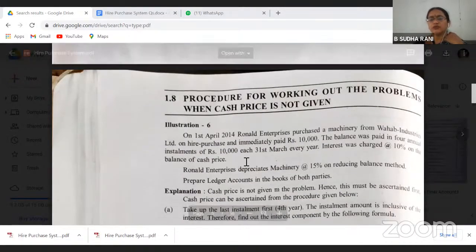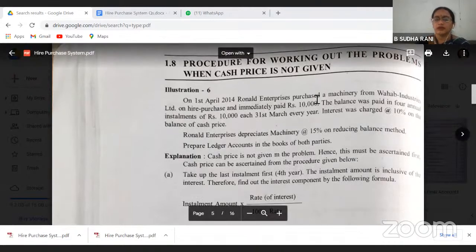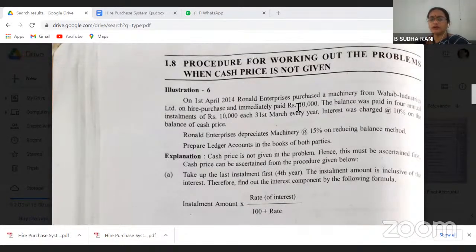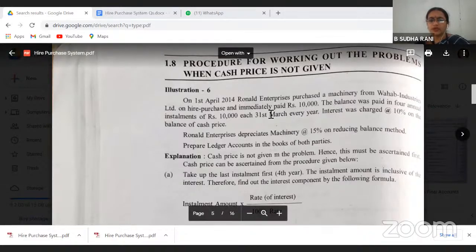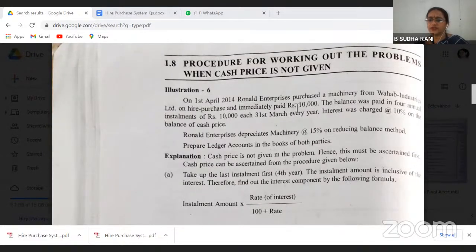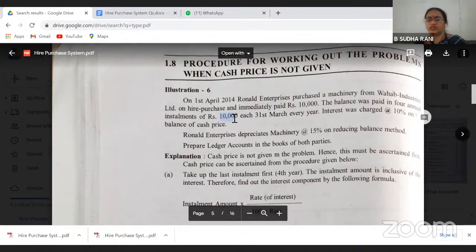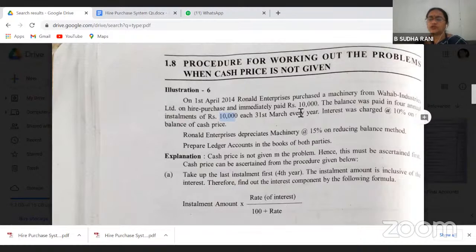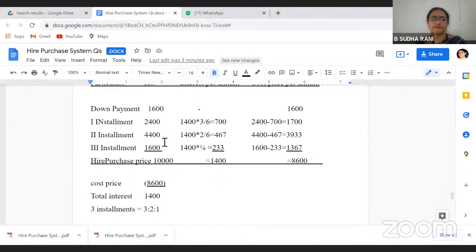Look at this question. On 1st April, he purchased a machine on hire purchase. The down payment is 10,000 and the balance is paid in 4 equal installments of 10,000 each. Interest is charged at 10% on the balance of the cash price. Okay, forget about the depreciation. So let us come back here. Down payment 10,000, installments also 10,000, 4 installments, interest is 10%. Let us see that.